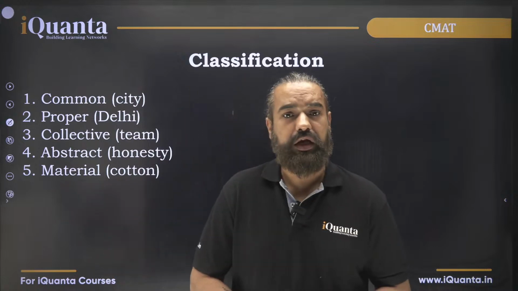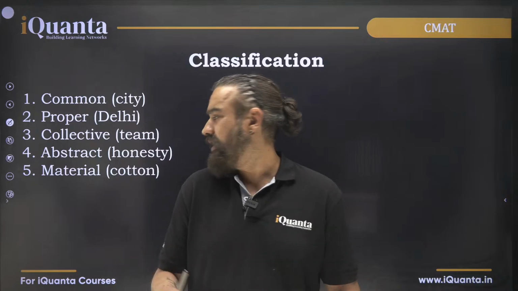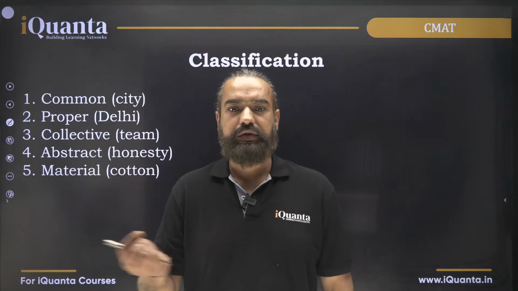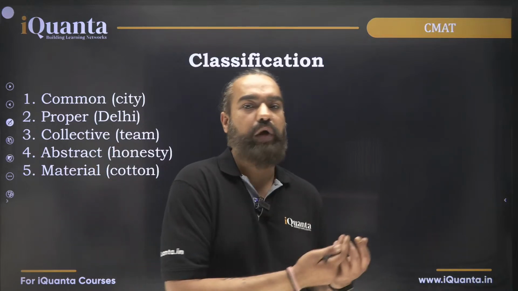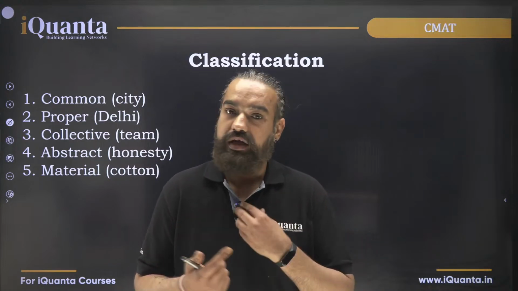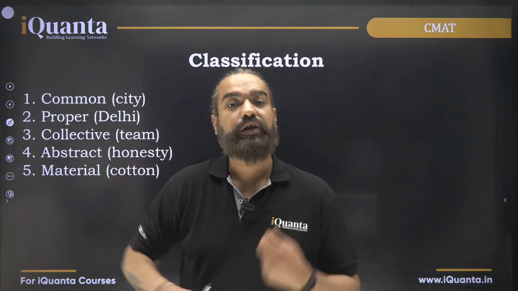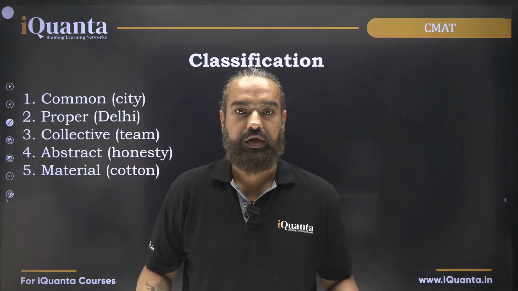Then you have material noun. This is taught in some schools. It is not taught in some schools. It's not rocket science. It's really simple. Material nouns are those nouns out of which things are made. For example, if I say this shirt is made of cotton, there are two nouns here. First, shirt, which is a common noun. Second, cotton, which is a material noun. It's really that simple.